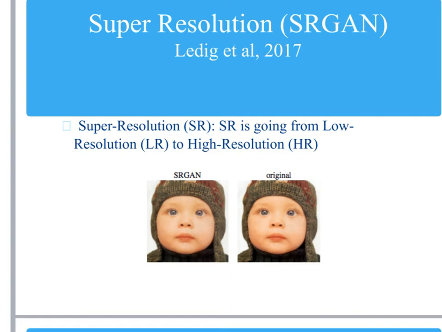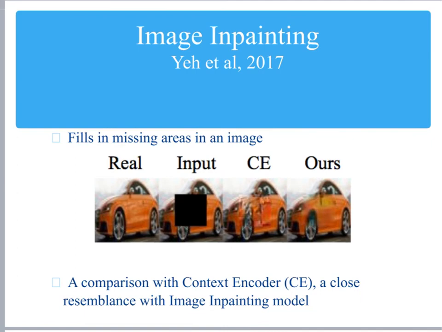Here is another one, super resolution GAN or SRGAN, right? It takes low resolution images and converts them into high resolution images. So this is the ground truth, the original, and this is what is generated by SRGAN. As you can see, it's quite good, very close to the real image. This is very exciting.